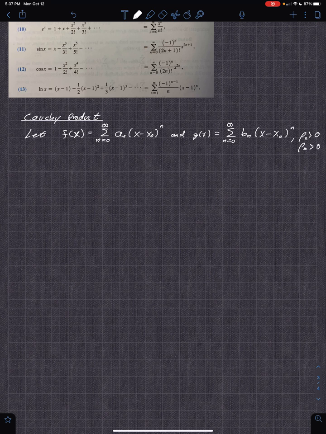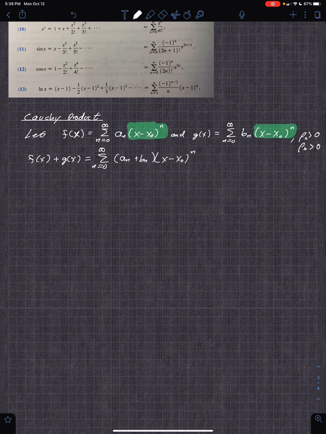Then the sum we know is pretty straightforward. F of x plus g of x, if you look at that, that's pretty simple. That's just the sum as n goes from 0 to infinity. And then you just add up those coefficients, a sub n plus b sub n, and then the x minus x naught to the n. Basically, every term gets factored out because it's the same in every term. So that's no big deal.